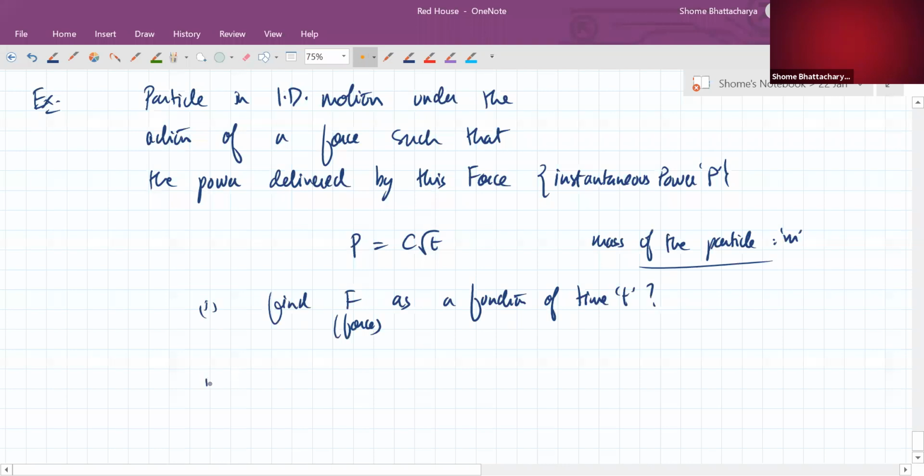And assuming u is 0 at t equal to 0, find its velocity as a function of time. Just try this out. It's a pretty simple, straightforward situation. Just work this out.